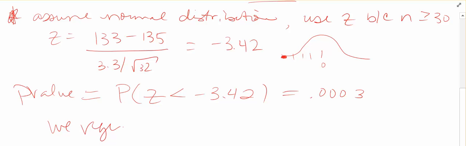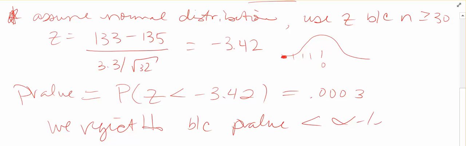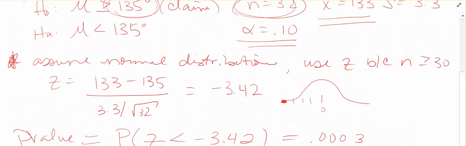We reject the null because the p-value is smaller than the alpha level. Now, the alpha level is 10%. This is way smaller than 10%. But this part isn't the hard part. Usually it's making the final conclusion. And so go back and reread and answer the question asked.